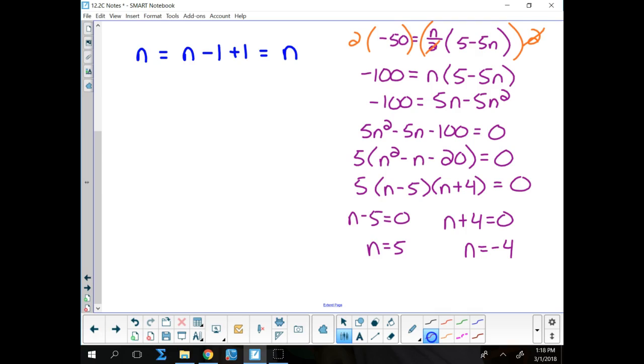I can't have a negative number of terms, right? Because what's n? N is my total number of terms. So I can't have a negative total number of terms, so that one gets kicked out. So the only answer that I have left is n is 5.